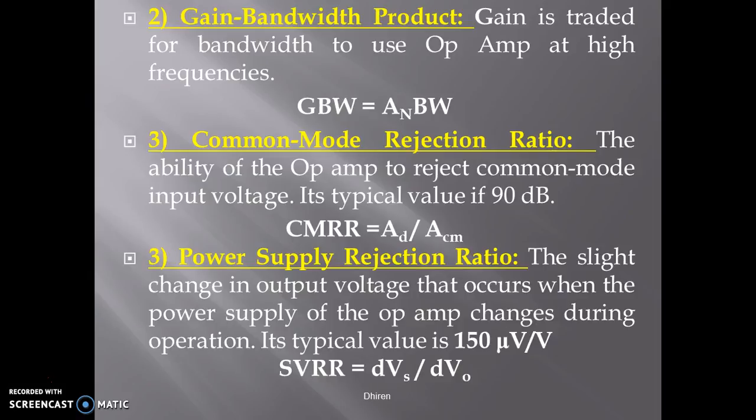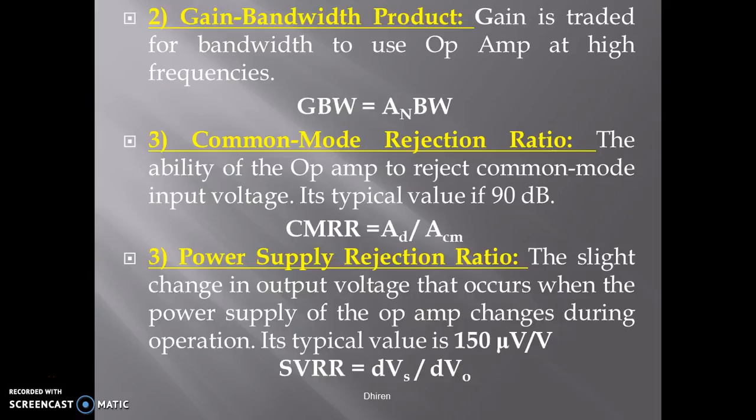Third one, CMRR or common mode rejection ratio. The ability of the op-amp to reject common mode input voltage, which is basically the noise at the two input terminals of op-amp. Common mode rejection ratio is equal to AD upon ACM. AD is differential gain and ACM is common mode gain.